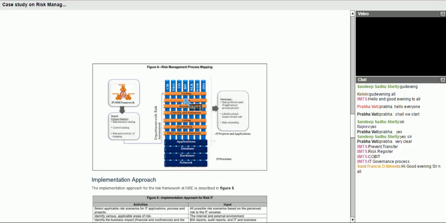So this is a business process you can see here for this National Stock Exchange. Then how they have networks, they have hardware, they have databases, they have applications. Then they have IT projects and applications. Risk profile for each IT application, process management.